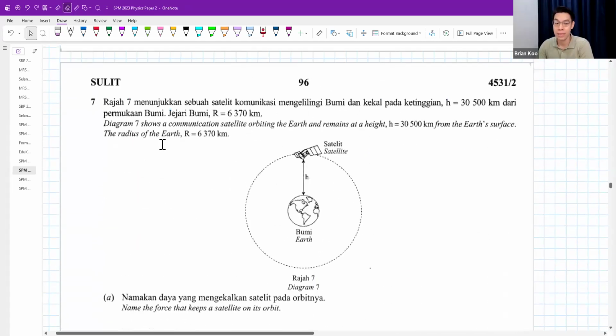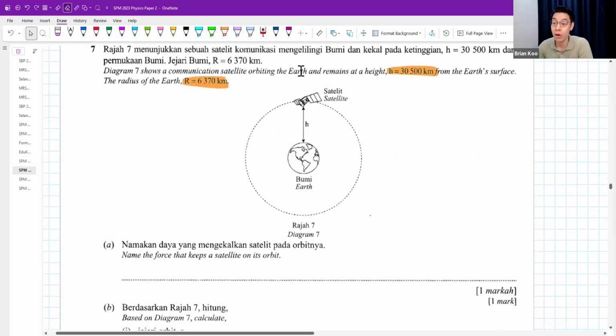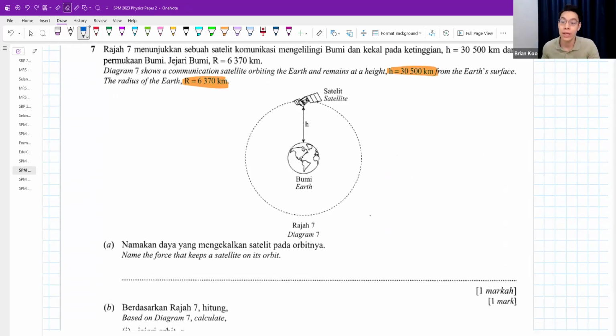We look at question number 7. Diagram 7 shows a communication satellite orbiting the Earth and remains at a height of this from the Earth's surface. The radius of Earth is this. Name the force that keeps the satellite in its orbit. Centripetal force. The force that always makes sure something orbits round and round in circle is centripetal force.